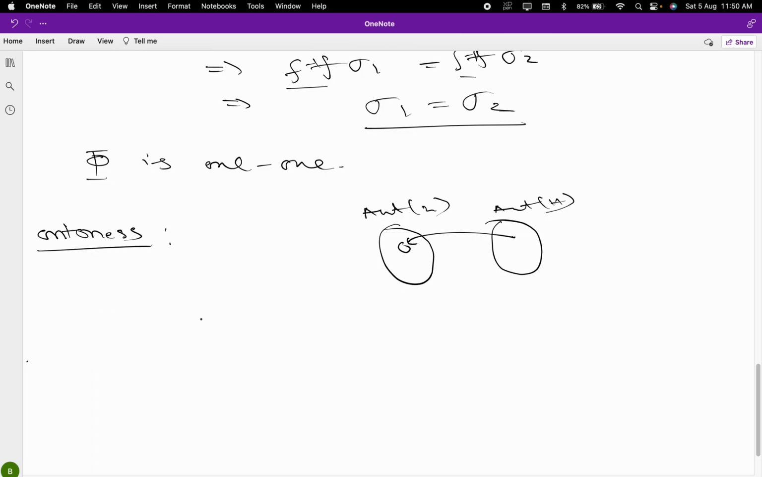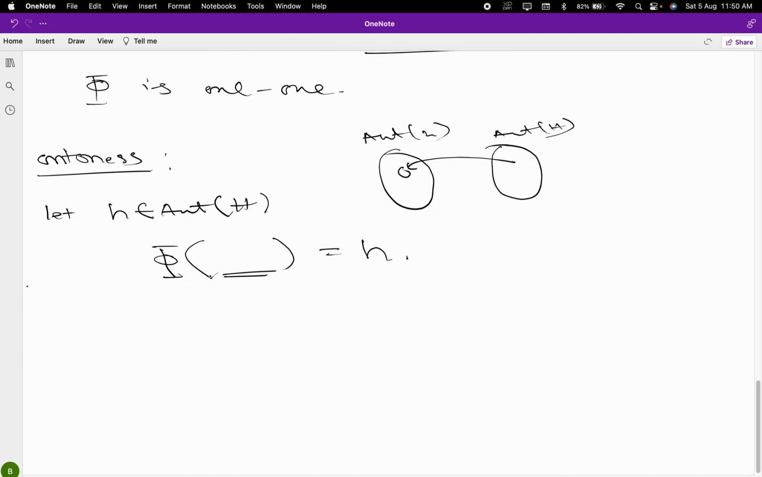So let H be any arbitrary member of the automorphism of H, right? You should be able to give me an element over there, which under phi will give us H. What can you take? I am taking it to be H dash. That means when H is an element here, you should be able to give me an element H dash over here, such that under the map phi it will give me H.